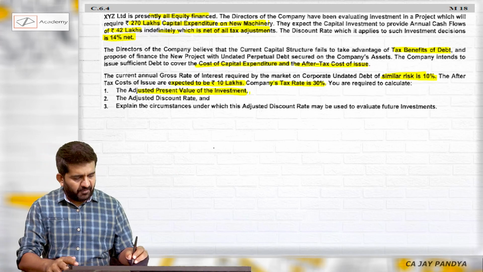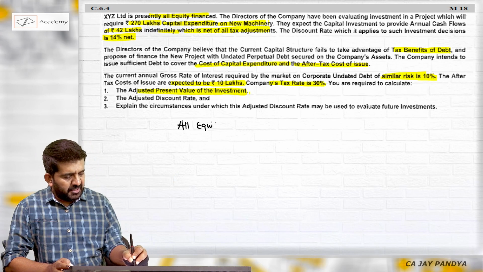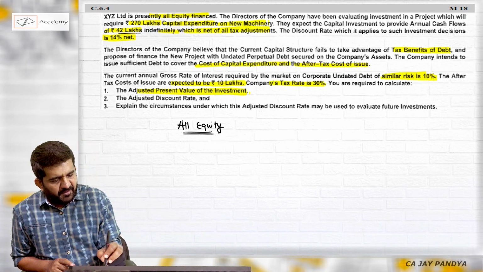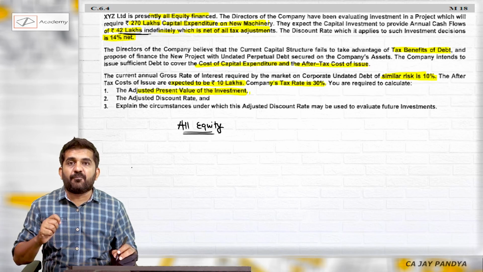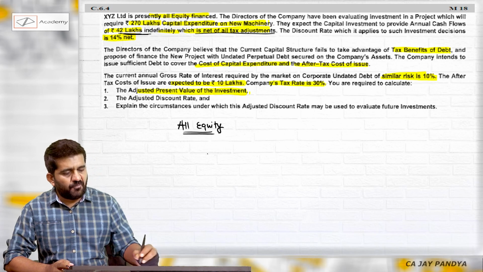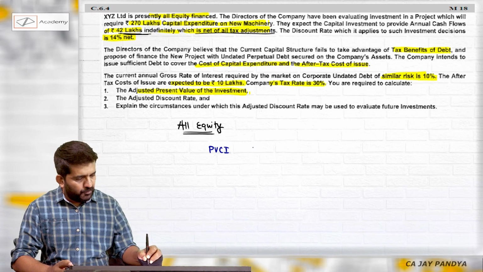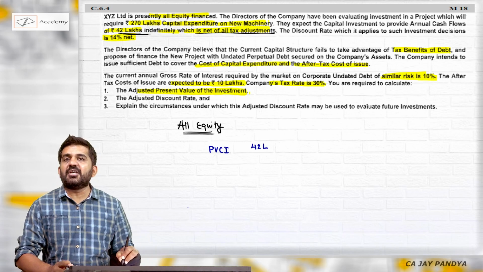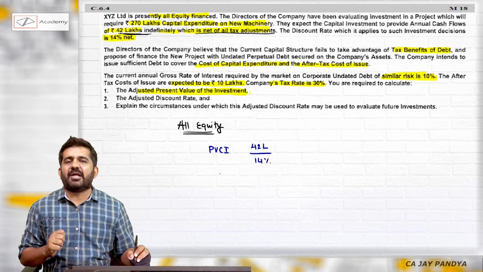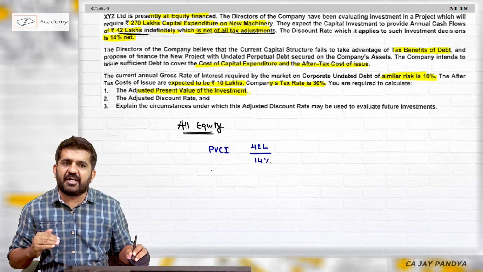First, let me find out the present value of the investment. Please understand, if the company still goes with all equity, what is the benefit they get? 42 lakhs for an infinite period of time post tax, which is net of all tax adjustments. So what will be the present value of cash inflow? 42 lakhs every year, discounted at 14%, the present value of infinite cash flow without growth. It is nothing but the cash flow of the first year divided by the rate of interest.